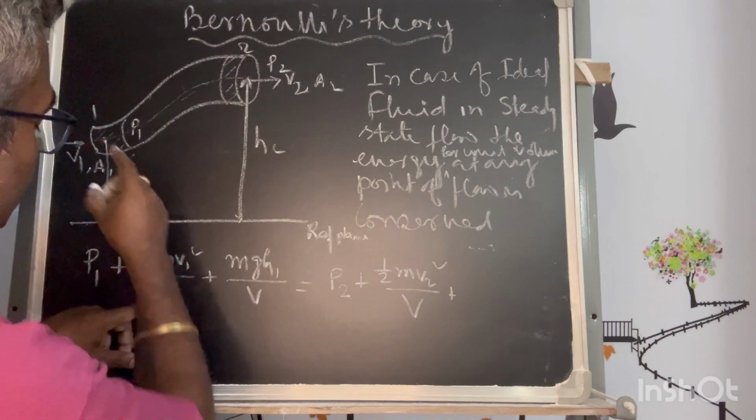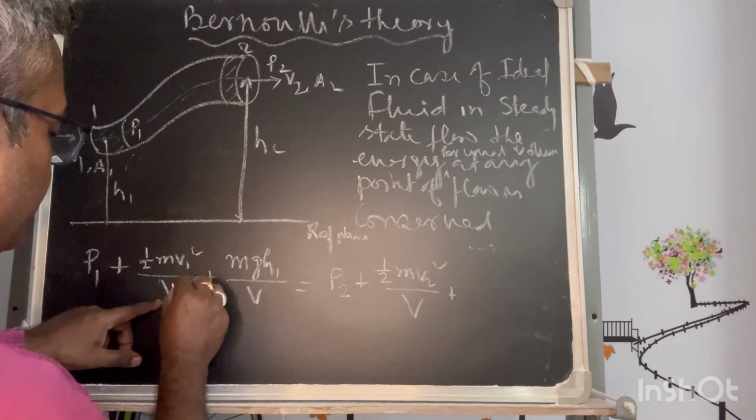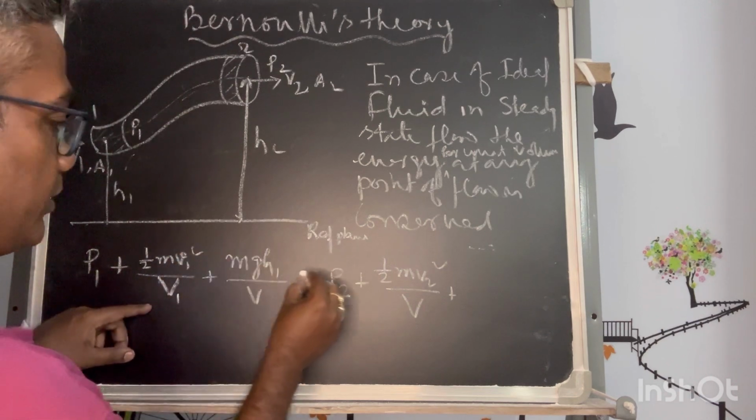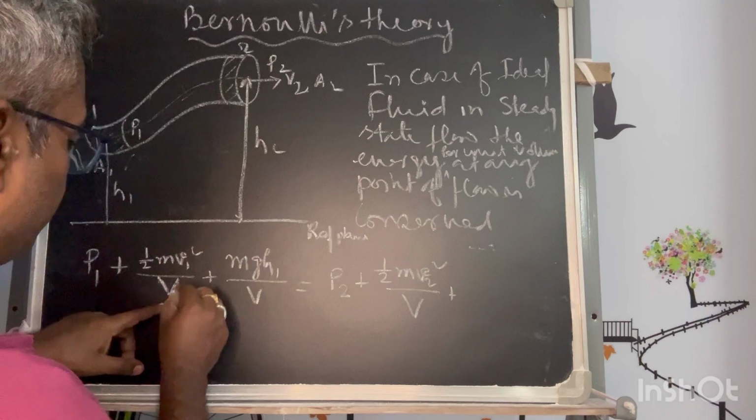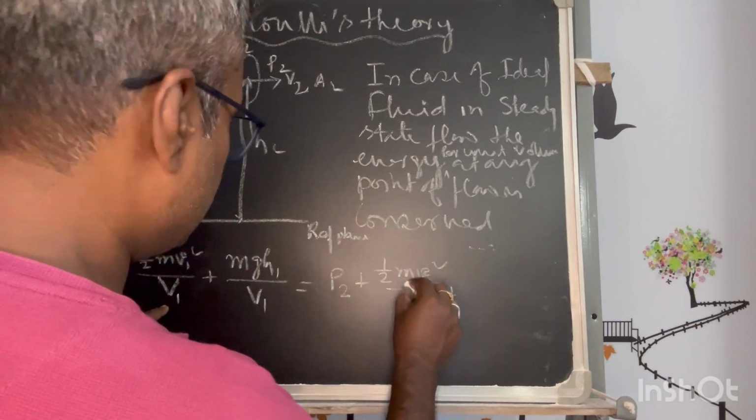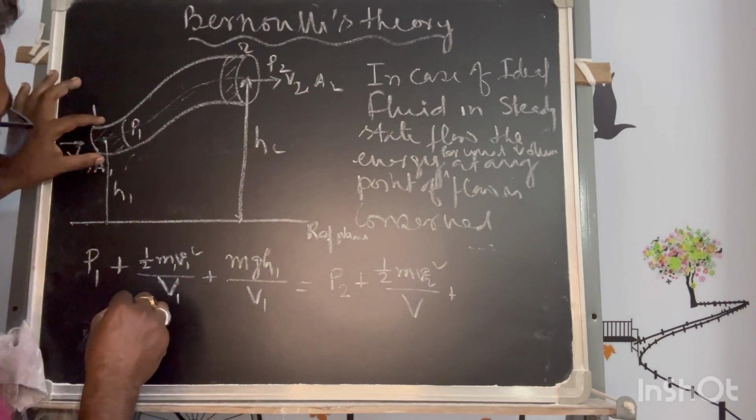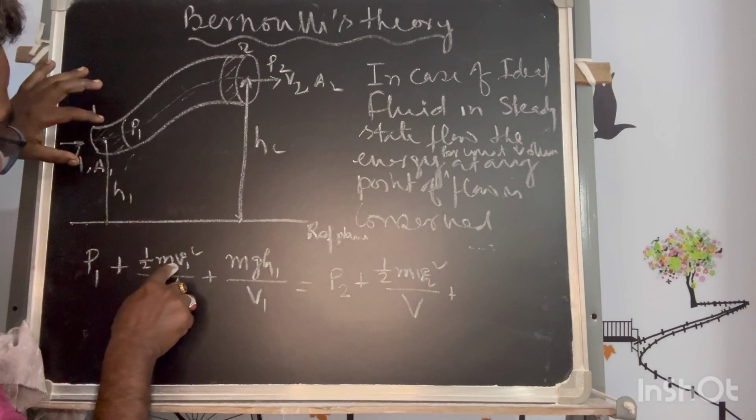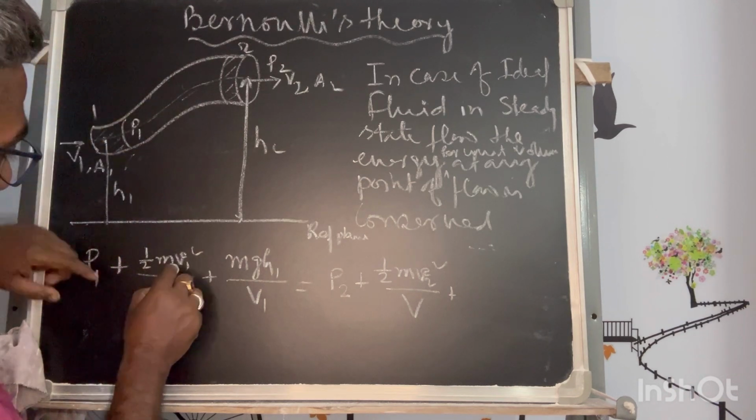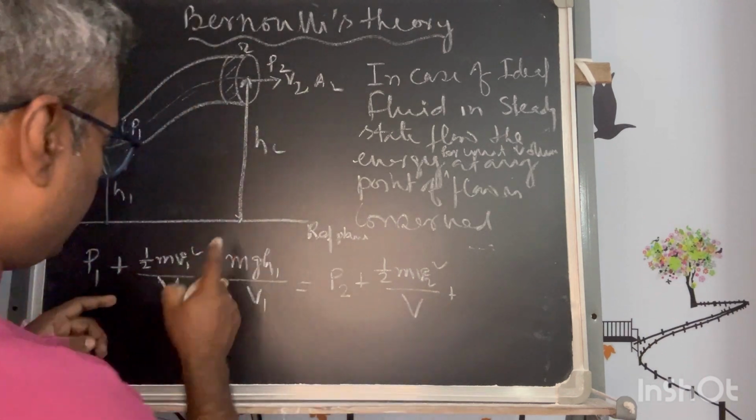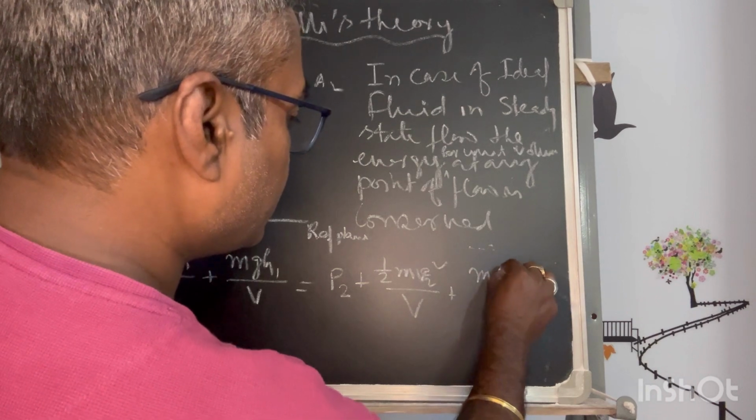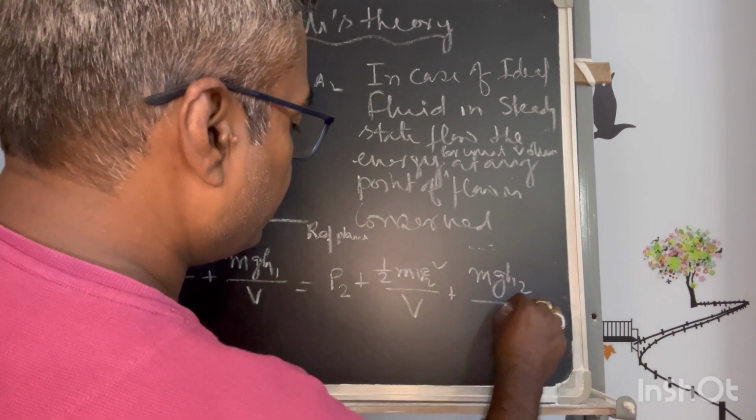this volume will be accordingly to this part. So you can take the volume. I denote volume with capital V and velocity with small v, to distinguish between the volume and the velocity. This is V1, the velocity. The mass flow rate here is the same, so the volume has to be the same, since the density is not changing. The volume is V, and here it is mgh2 divided by the volume.